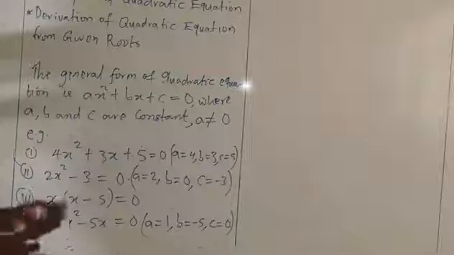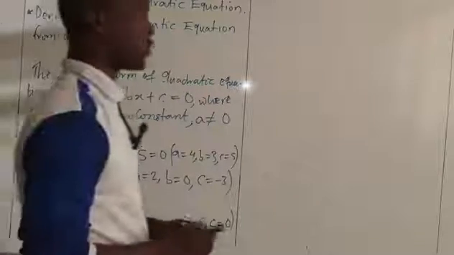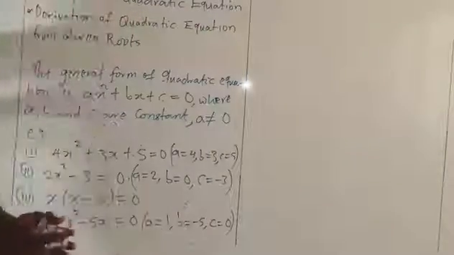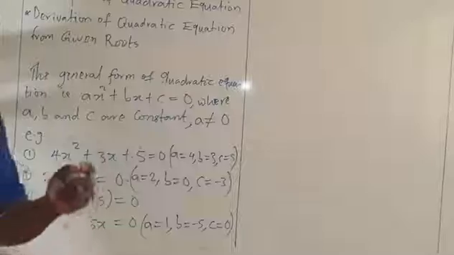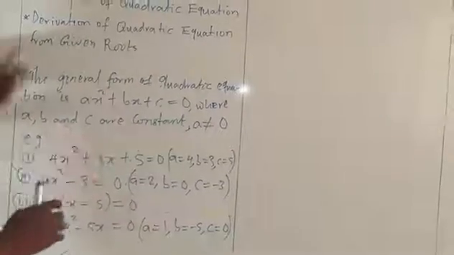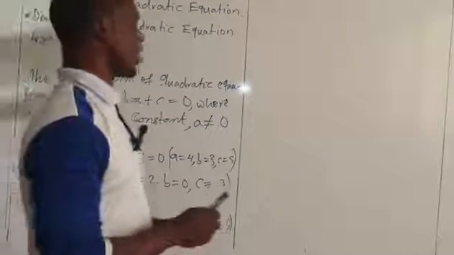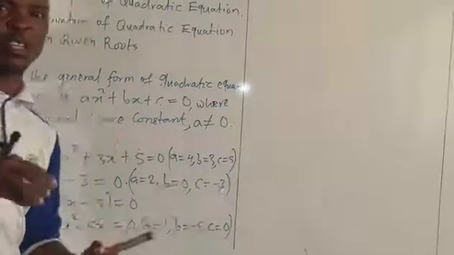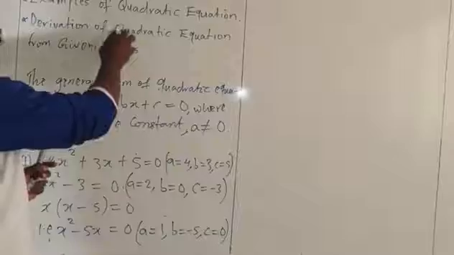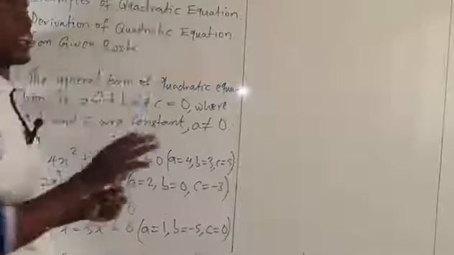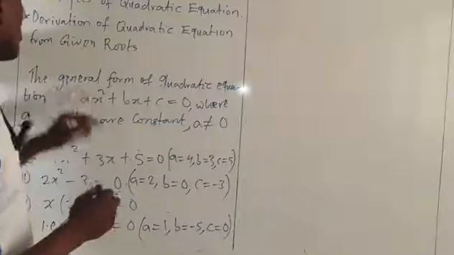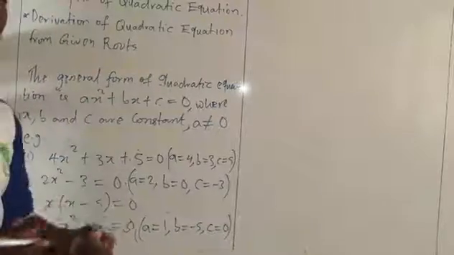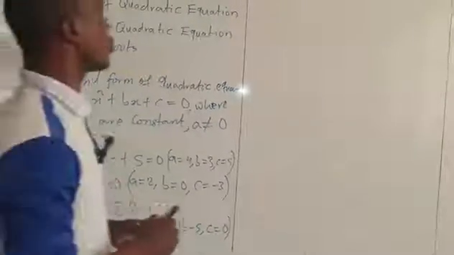So the third objective is the derivation of quadratic equation from given roots. I've told you, under quadratic equation, we are going to have two sets of answers. But under derivation of quadratic equation, we want to use the solution to get the quadratic equation. So before we do that, I'm going to prove how to derive a quadratic equation from two given roots.